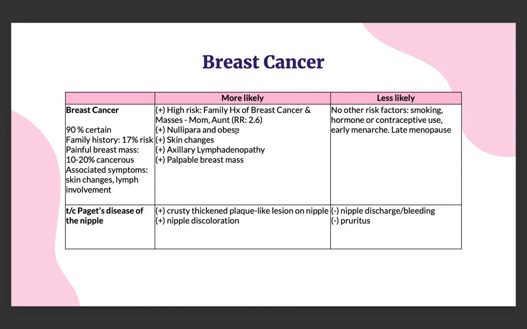So another thing that we can consider is also Paget's disease of the breast or the nipple. In terms of pattern recognition, we can see that the patient had a crusty or thickened plaque-like lesion over the nipple, and that also includes nipple discoloration.